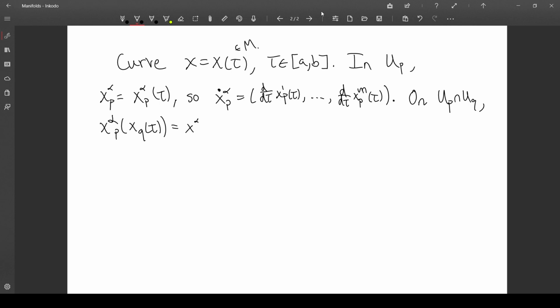And essentially what we're saying here is that, okay, we have an intersection of charts, and we have some curve, right? And so here, let's say this is U_P and U_Q. And so on this intersection, we can say that the U_P coordinates are a function of the U_Q coordinates. But the U_Q coordinates can be parameterized by tau because they're on the curve.